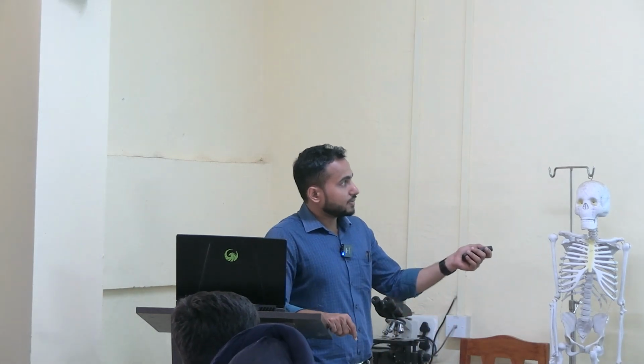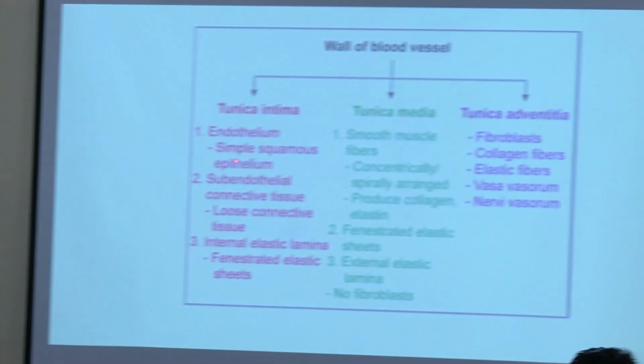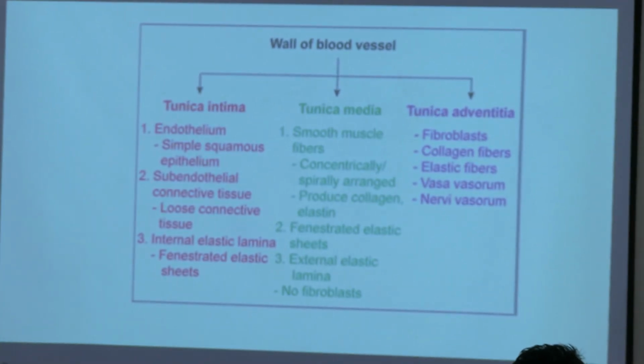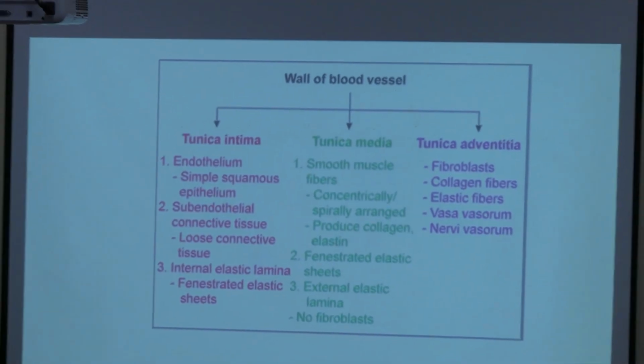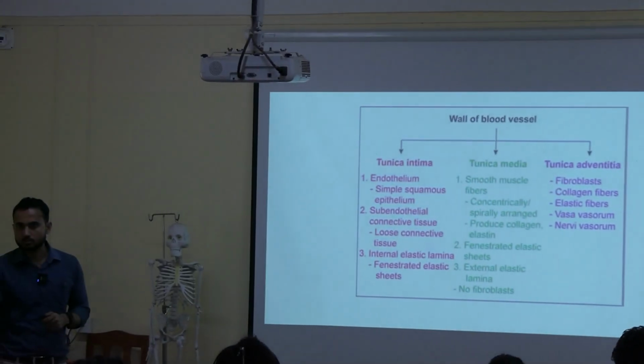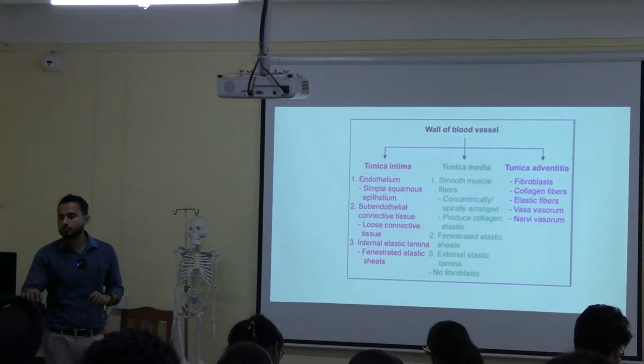Now endothelium, the example is simple squamous epithelium. Next, just below the endothelium, what is present? Subendothelial connective tissue is there, which is a loose connective tissue. Now one important thing, please note: this endothelium which is present in the lumen of the blood vessel, they always lie parallel to the flow of the blood.